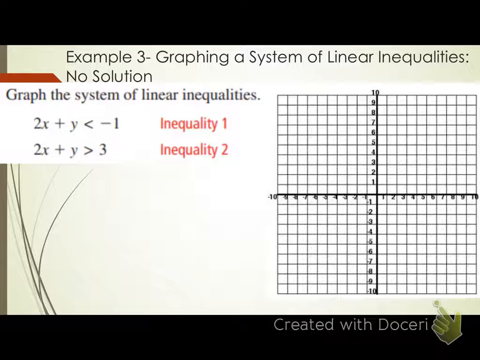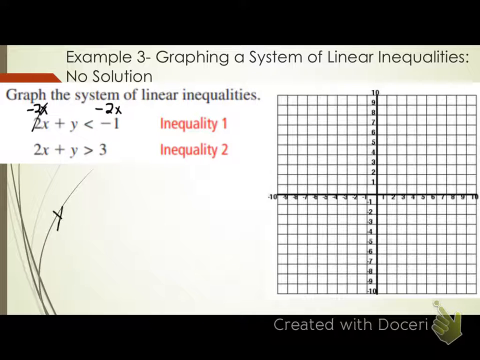Graph the system of linear inequalities. 2x plus y is less than negative 1. 2x plus y is greater than 3. Yep, you are all saying the same thing. We want to get it into slope-intercept form for us to be able to graph it. So my first inequality, how do I get y by itself? Subtract 2x from both sides.